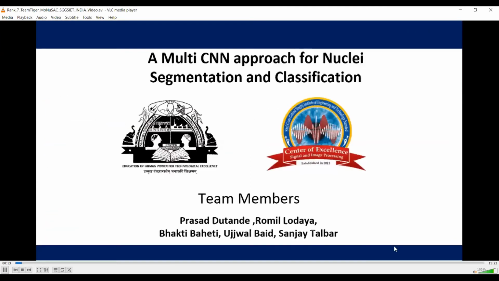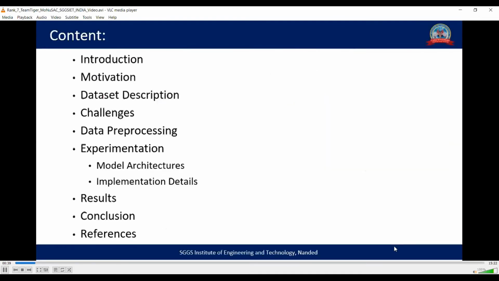Greetings to all. I am Prasad Datande from Sri Guru Gobind Singhji Institute of Engineering and Technology, Nanded, India, presenting this presentation on behalf of me and my other team members. The other team members are Romil Lodaya, Ujjwal Baid, Bhakti Baheti, and Dr. Sanjay Talbar. The proposed work is entitled a multi-CNN approach for nuclear segmentation and classification. This is the table of contents for the presentation.